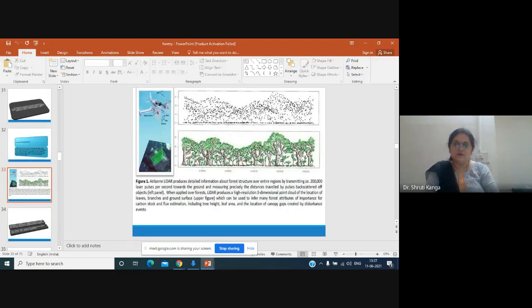Here you can see a sample where different kinds of lidar data sets are being captured, and then the analysis can be done as far as their height, as far as their leaf area, as far as the bole of the tree, and the gaps between the canopy can be calculated.